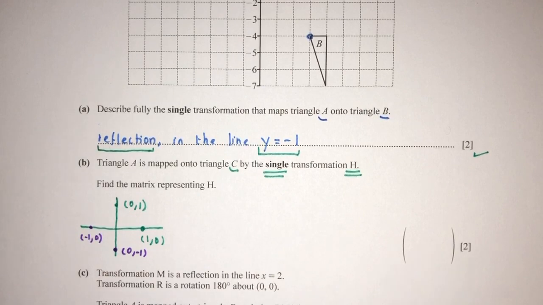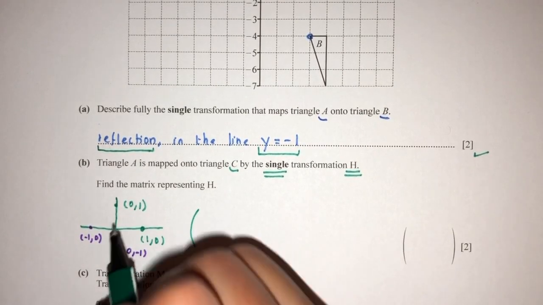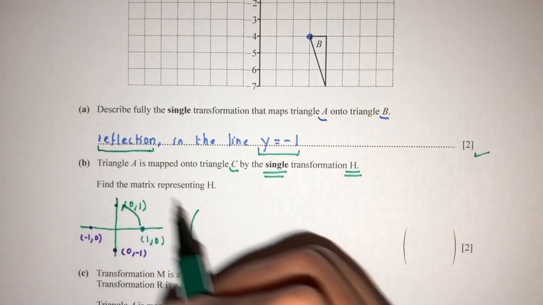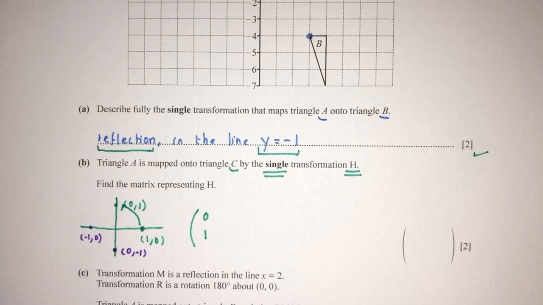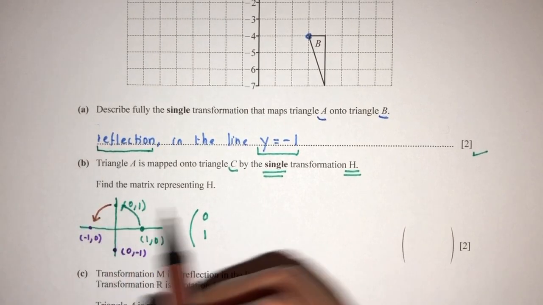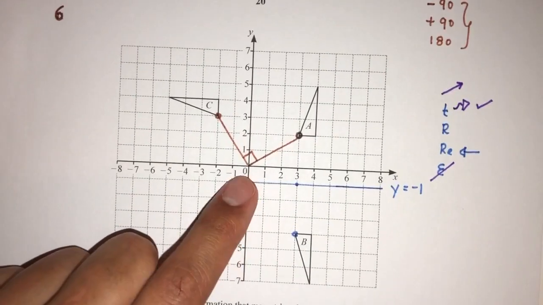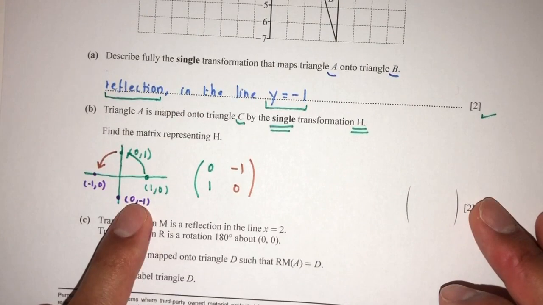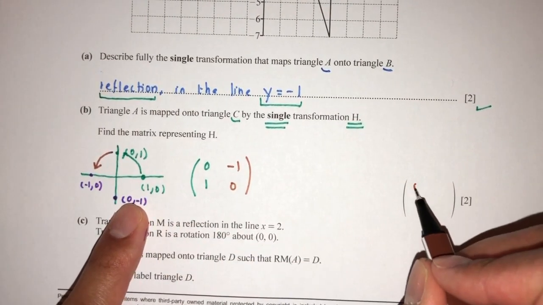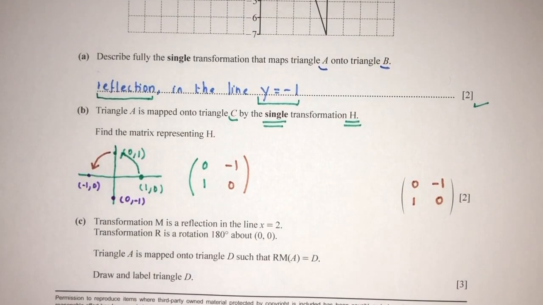Now, to rotate anti-clockwise, we begin with this, always. This point will become this point, which is 0, 1. And then this point will become this point, which is minus 1, 0. So by using that and by using your diagram, you can realize this one is an anti-clockwise 90. And then by using this, you realize this is the matrix for my transformation H.